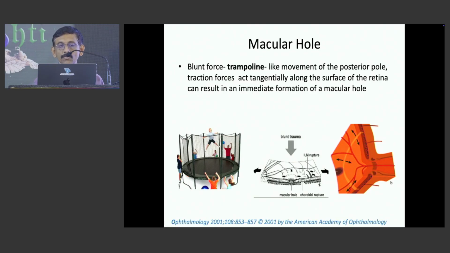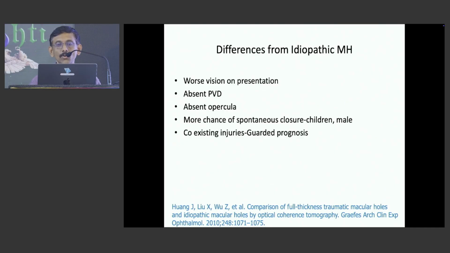The blunt force creates a trampoline-like movement of the posterior pole, and the tractional forces that act tangentially along the surface of the retina can result in immediate formation of a macular hole. The traumatic macular hole has some differences from the idiopathic macular hole. Idiopathic macular hole is a slow, insidious process, but traumatic can occur immediately, and the patient has sudden decrease of vision. Usually the PVD is absent, and the operculum also may be absent.